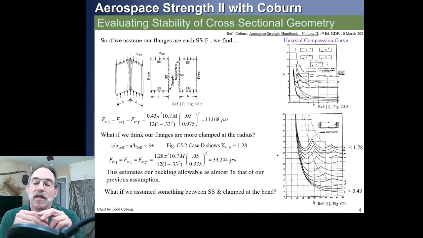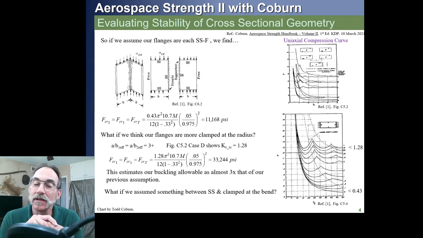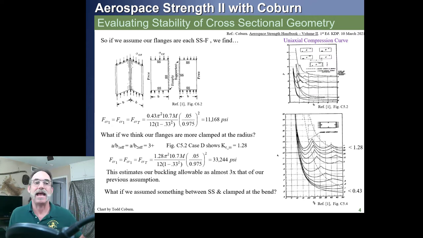We're going to use these three methods that I'm going to provide next in order to estimate the crippling allowable. You're going to find that it's even easier when you use these three methods. So let's think about this a little more, and then we'll jump into that as follows.